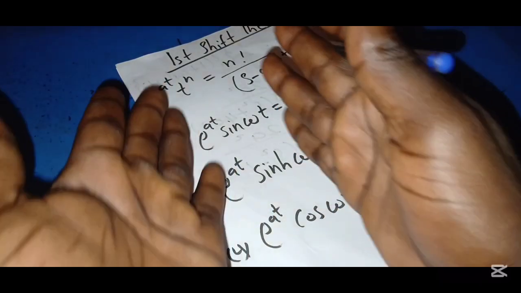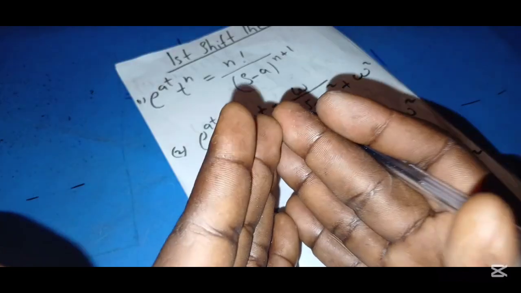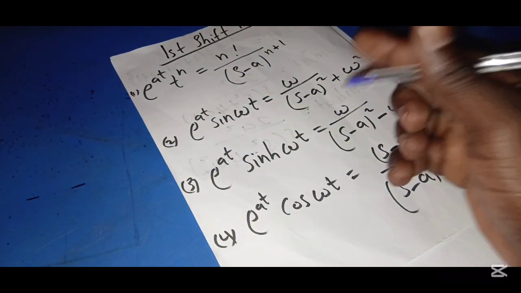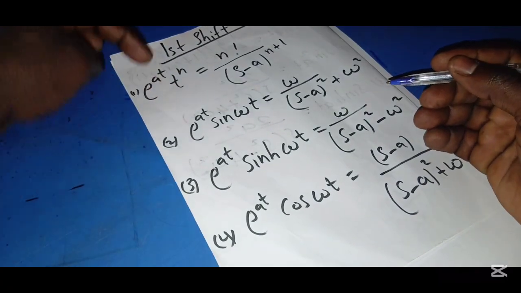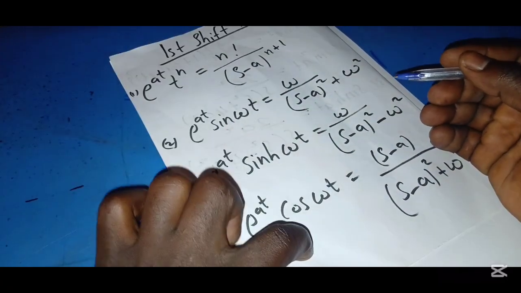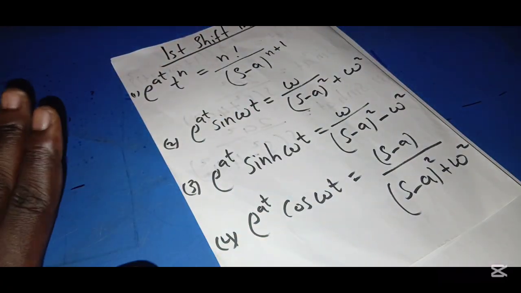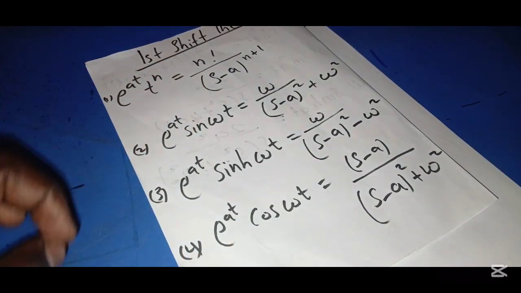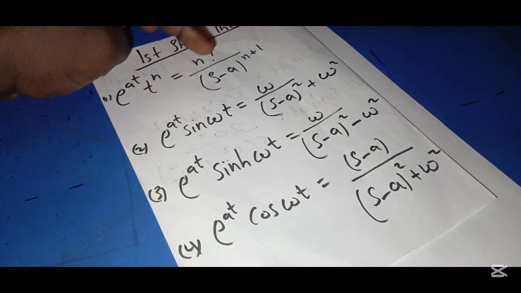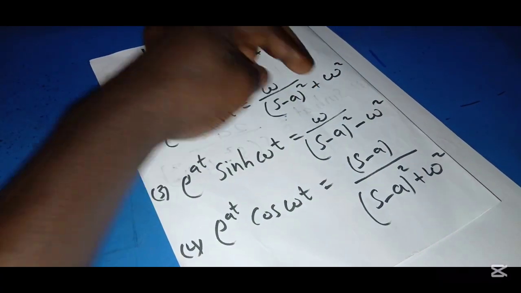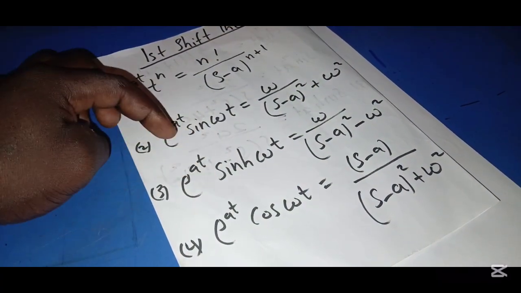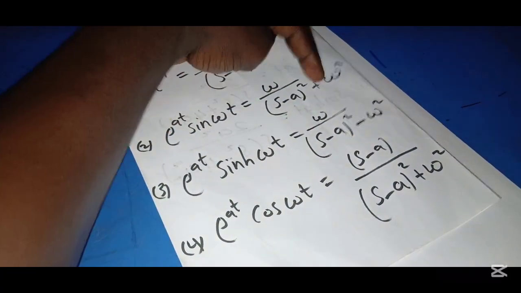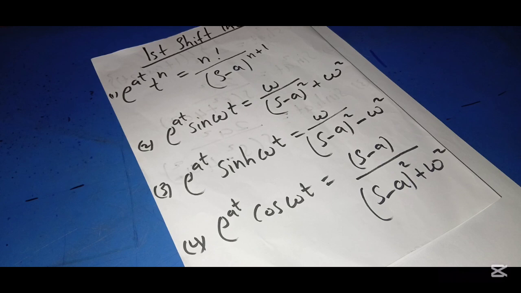Well, our interest is not this today. We are just going to look at the inverse problem, but there is a need for us to know these things. So that's it: e to the power at, times either an algebraic function, a sine, or a cos. That is it for the first shifting problems. These are the formulas we need to know. If it is sinh omega t, then we have a minus here, or if it is omega t, we have a plus here for the denominator.